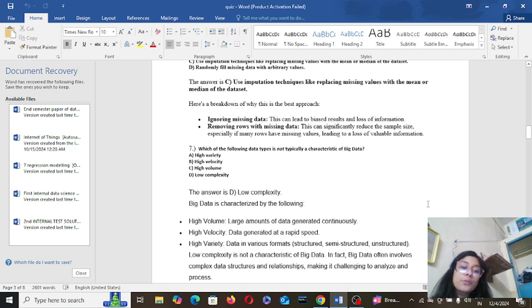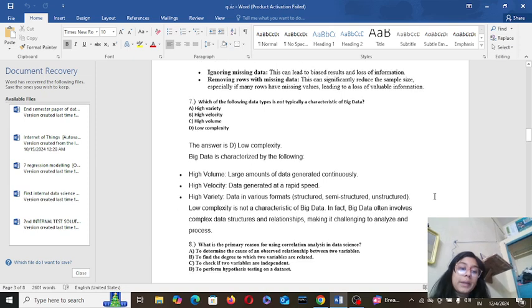Now, seventh is, which of the following is not typically a characteristic of big data? So our answer is option D, low complexity, because big data is characterized by the following, like high volume, a large amount of data generated continuously, high velocity, data generated at a rapid speed, high variety, data in various formats. So low complexity is not a characteristic of big data.